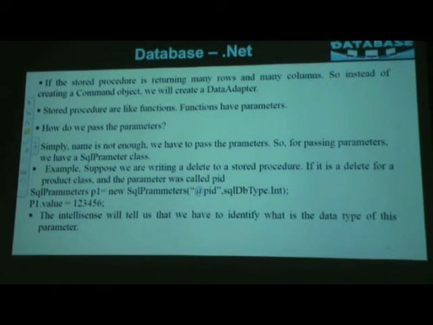So the name is not enough. Before you specify the parameter, you have to write the at sign, then the name, and then IntelliSense will give you what type it has to be, SqlDbType.Int in our case. And then you write p1 with value. IntelliSense will tell us that we have to identify the data type of that parameter.